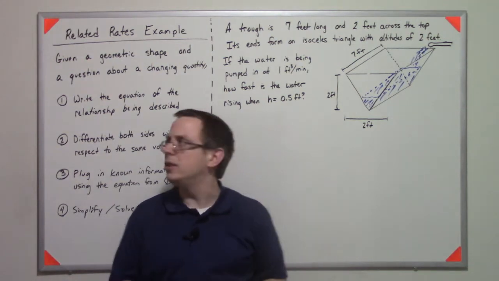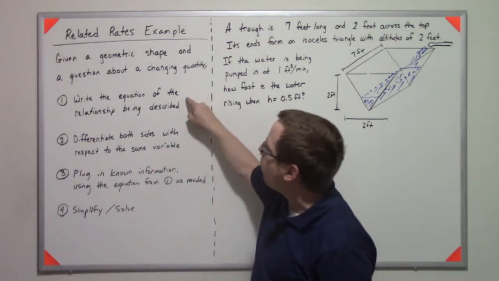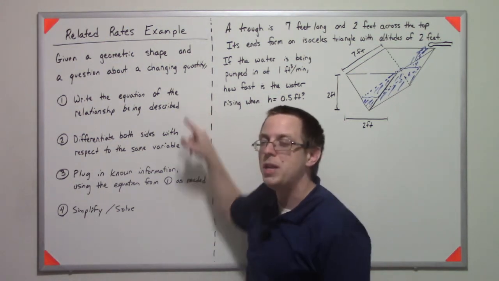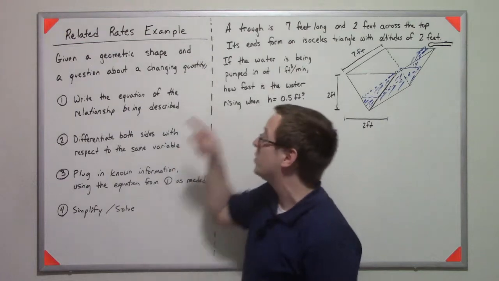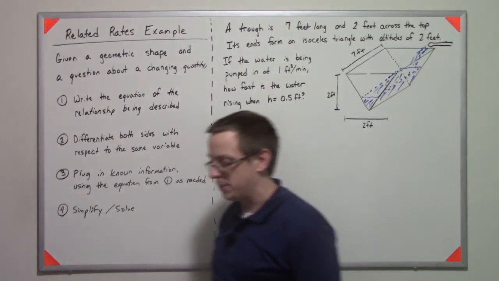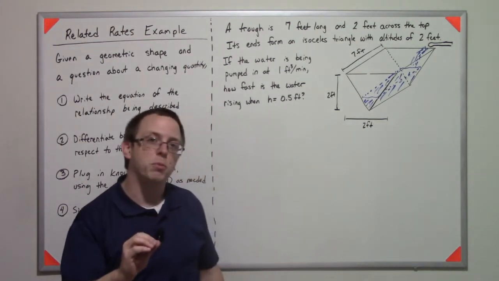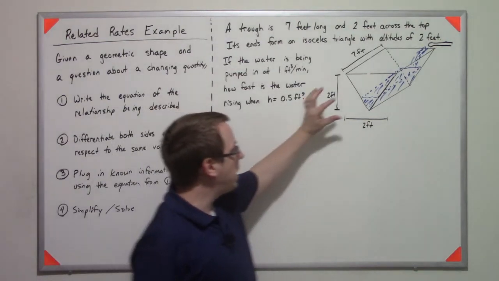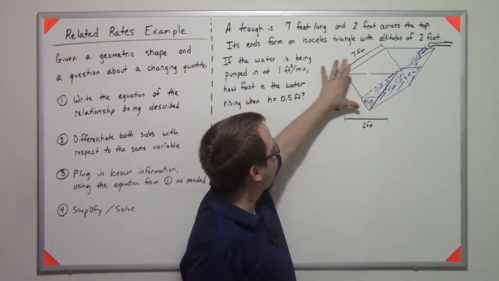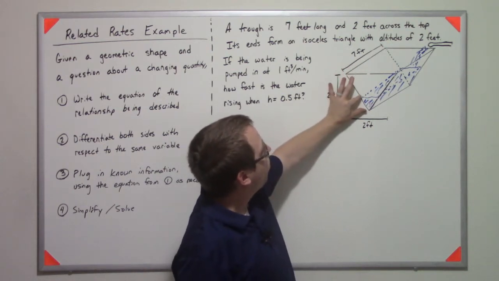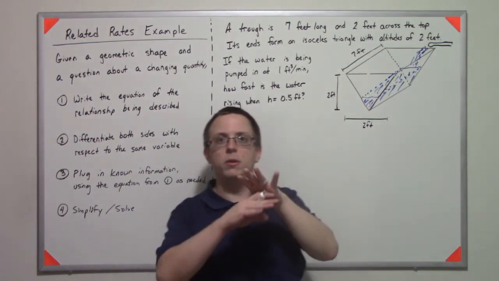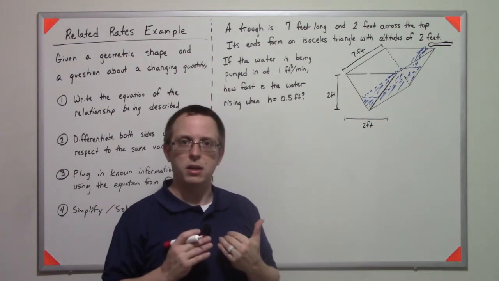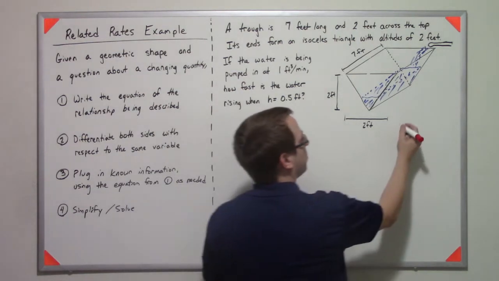But first things first, how do I write an equation of the relationship being described? This is the hardest piece in this particular problem, and in most related rates problems. So in these types of problems, you want to take the general equation. This is the whole trough, but what about this little trough? What about just the blue water part? Well, what I notice when I do this is that I end up with a prism.